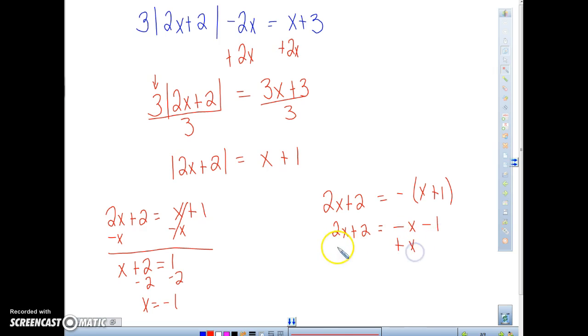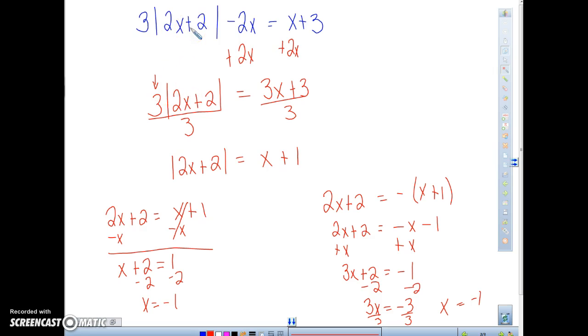We'll add this x. So we have 3x plus 2 equals negative 1. Subtract the 2. 3x equals negative 3. Divide by 3. x is equal to negative 1. Well, this is nice because we only have to test one answer. So we're going to plug in the negative 1.